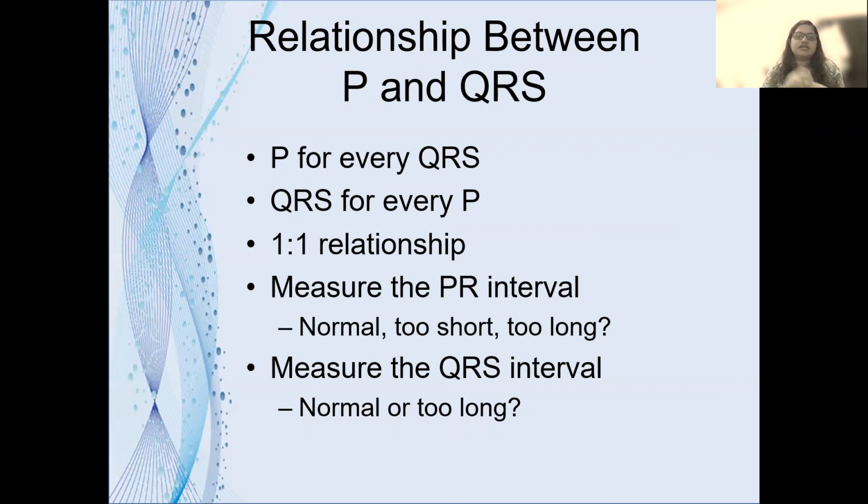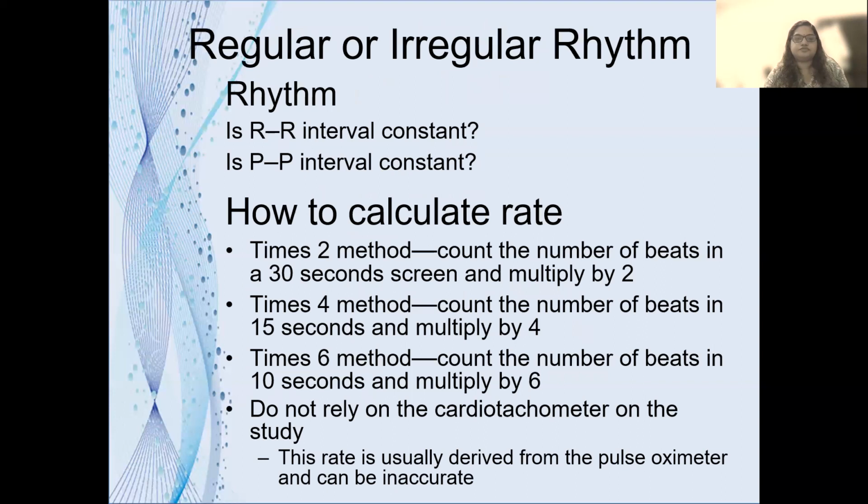Now, measure the PR interval. Is it normal, too short, or too long? Measure the QRS interval, whether it is normal or too long. You also have to see whether the rhythm is regular or irregular. So is the RR interval constant? So for the two R waves, is it regular?